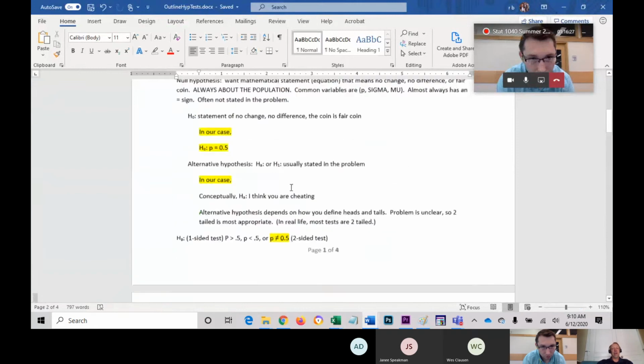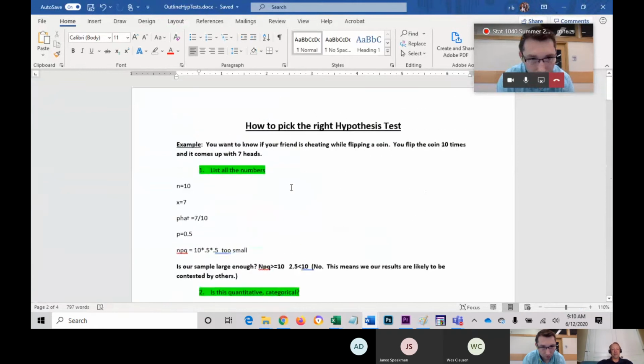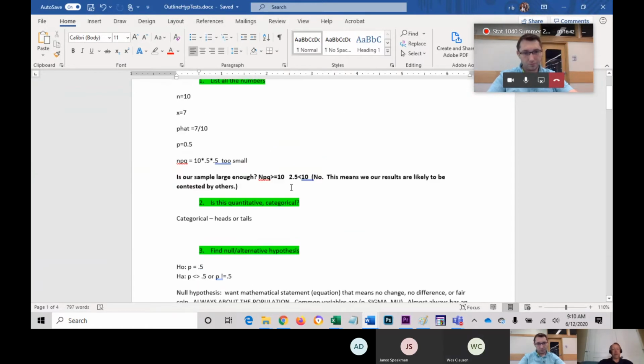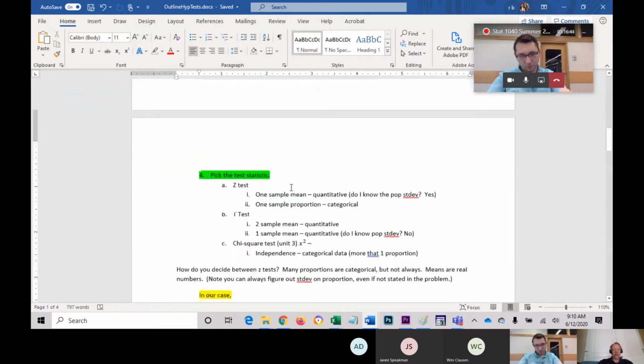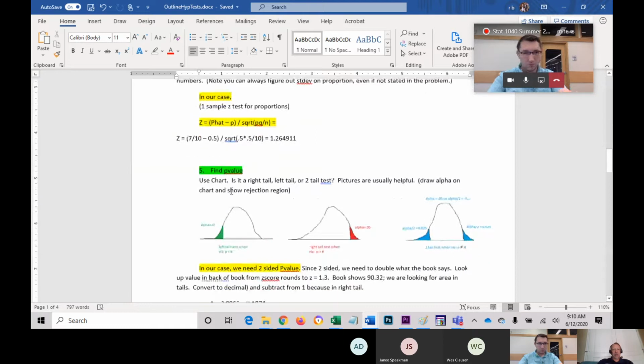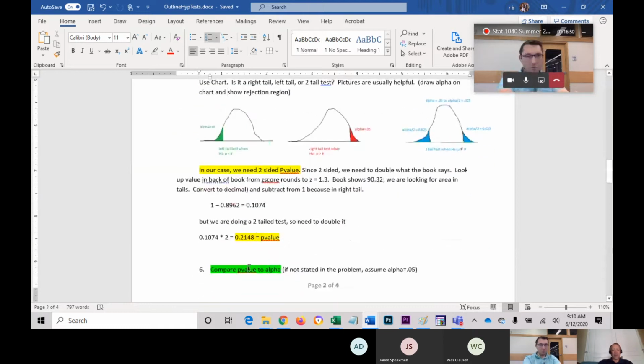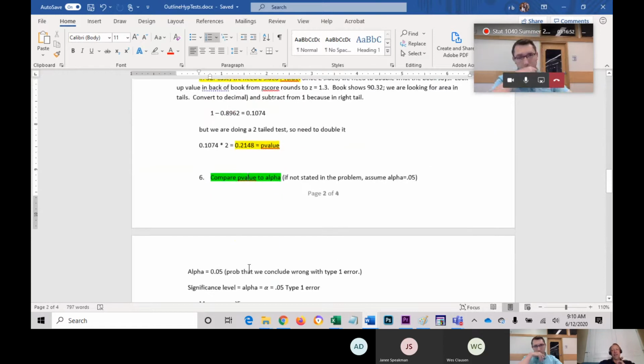Now, did I give you an alpha in this problem? I did not. So what do you assume your alpha is? 0.05. Okay, so I found my p-value, now we need to compare it to alpha. If it's not stated in the problem, it's 0.05.